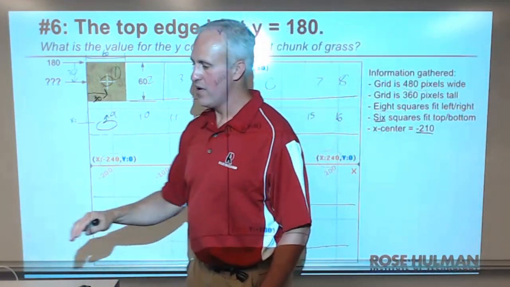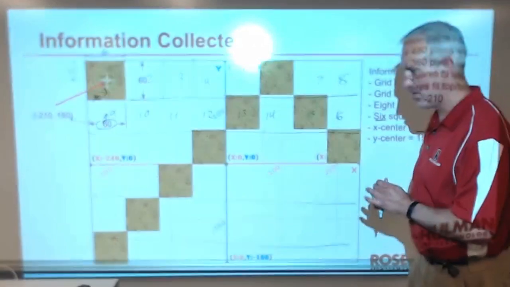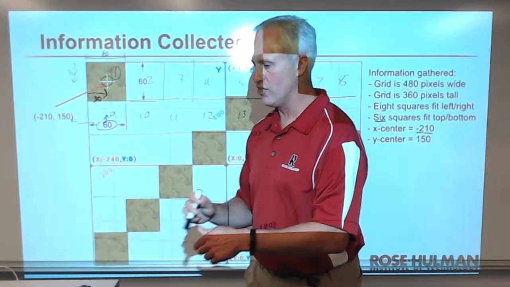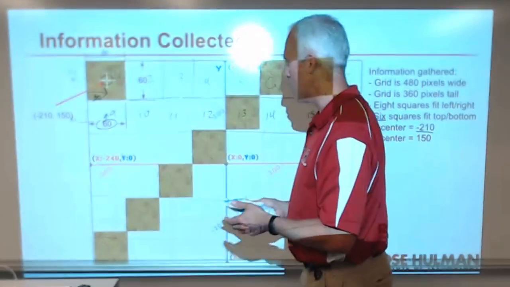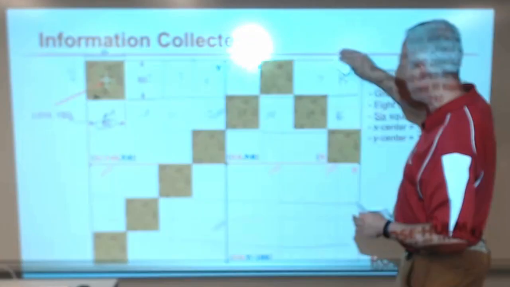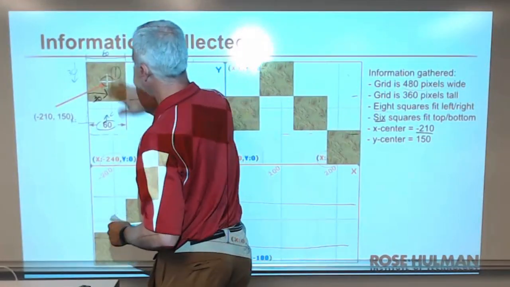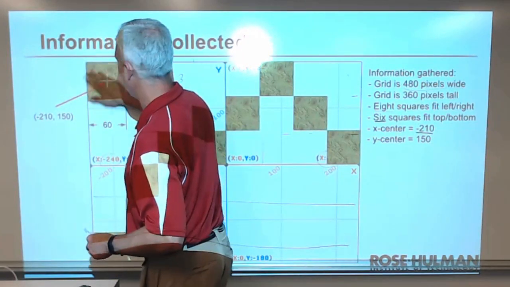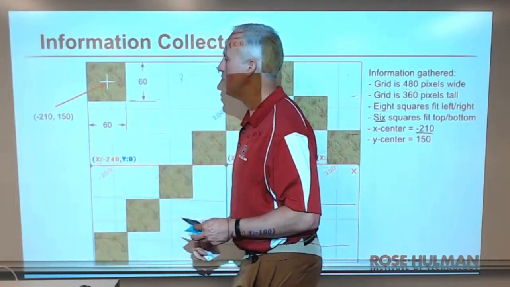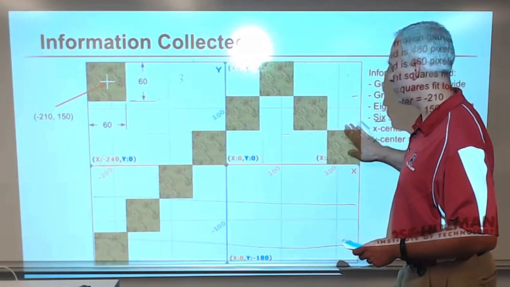All right, so that's our math, right? So this slide right here, as soon as I erase all this junk, kind of summarizes our math. So we're going to have a total of 8 squares coming across, and we're going to have 6 squares up and down. And the first one is going to go at negative 210, positive 150. So that is kind of our strategy and our plan.